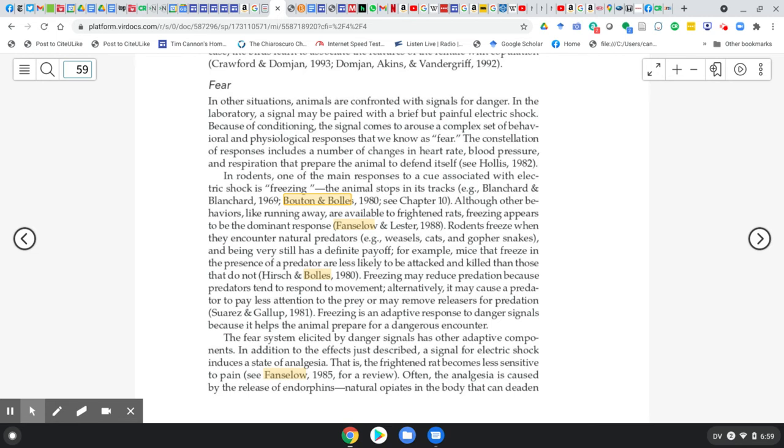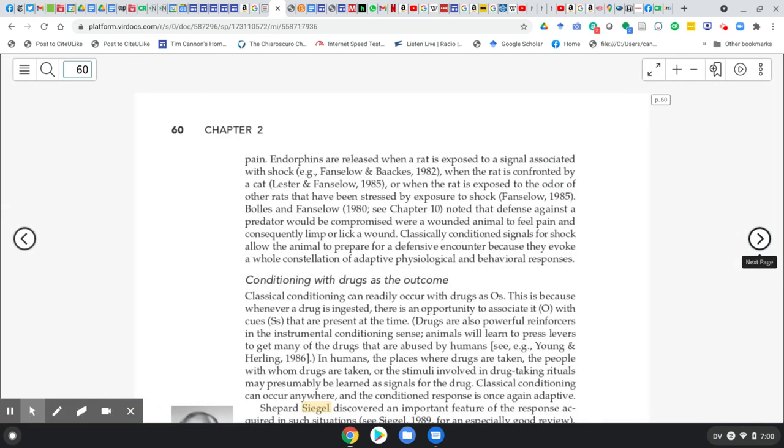So at the bottom it says the fear system elicited by danger signals, a signal for electric shock, induces a state of analgesia. Now, analgesia means without pain. That's overstated. Hypoalgesia would be better. But certainly frightened animals are less sensitive to pain. And often the analgesia is caused by release of endorphins, natural opiates. Natural opiates are opioids. So I prefer the term opioid for what's natural and opiates for the drugs we take. And it does say often. And in a second, I'll show you why it's not always.